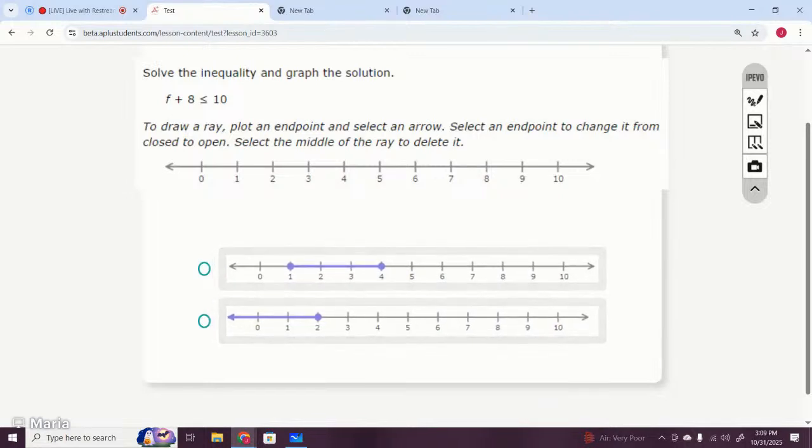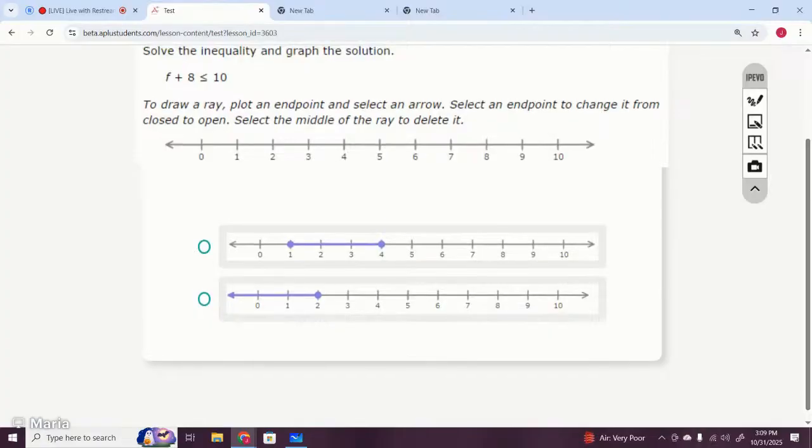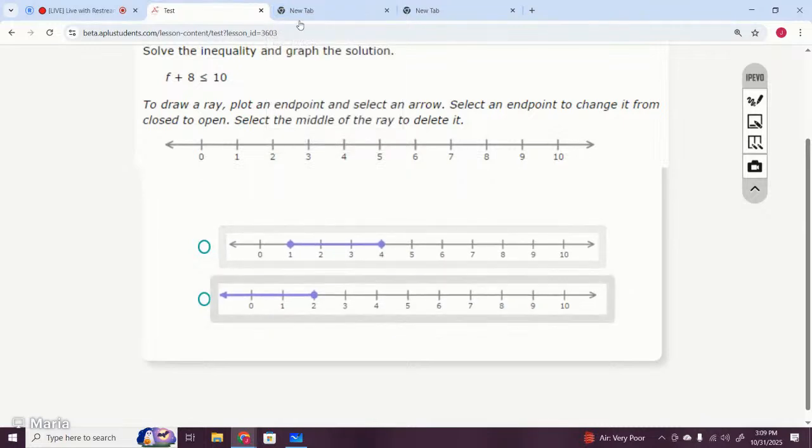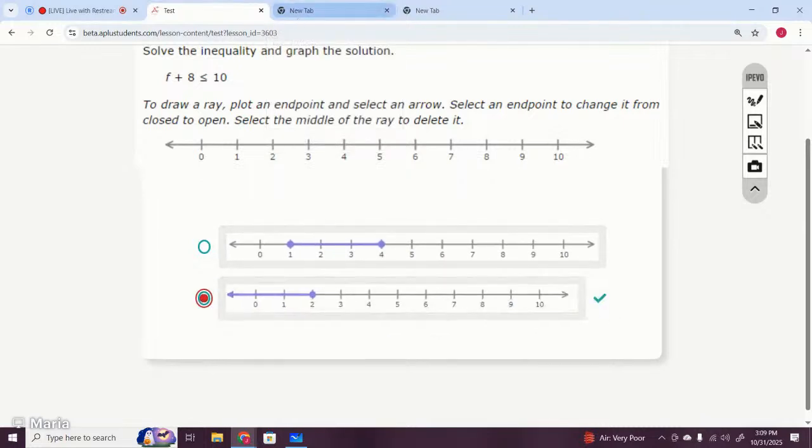F plus 8 is less than or equal to 10. So F is less than or equal to 2. So we have an equal sign on the 2, so we have a closed circle at 2 and the graph is pointing at the left. So option number 2 is the correct option.